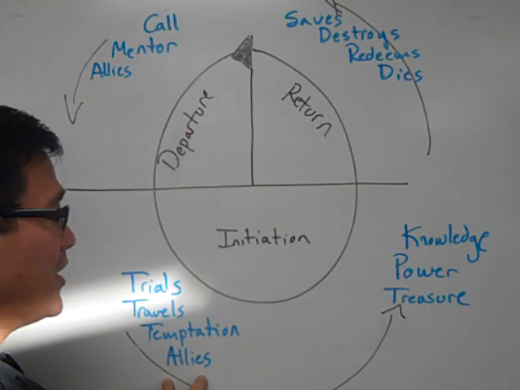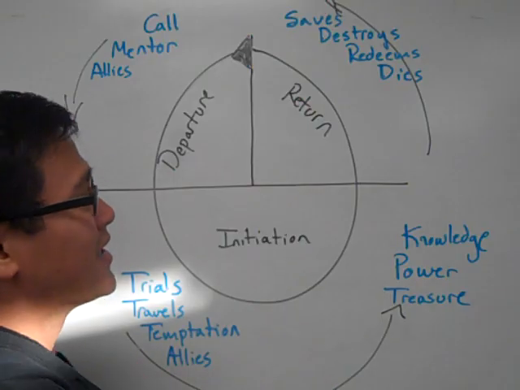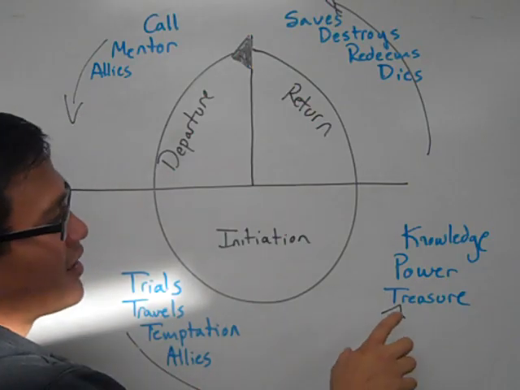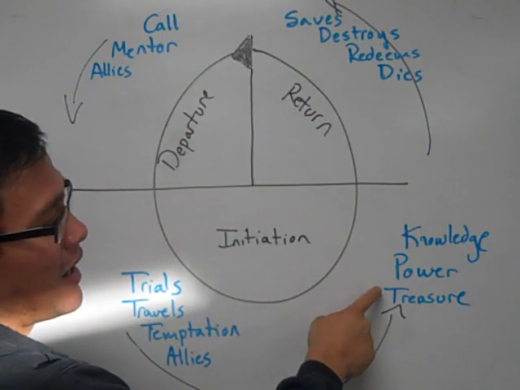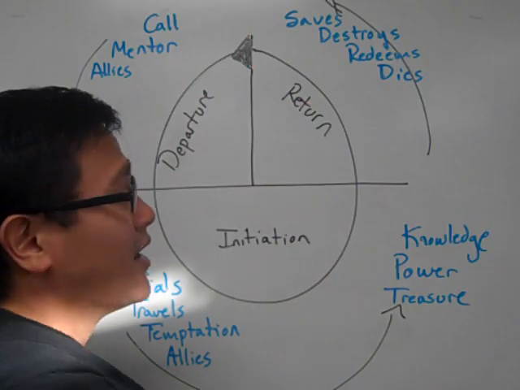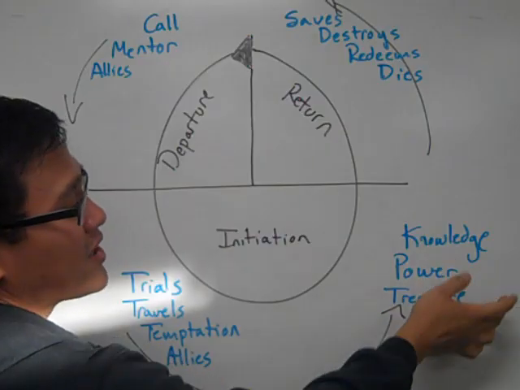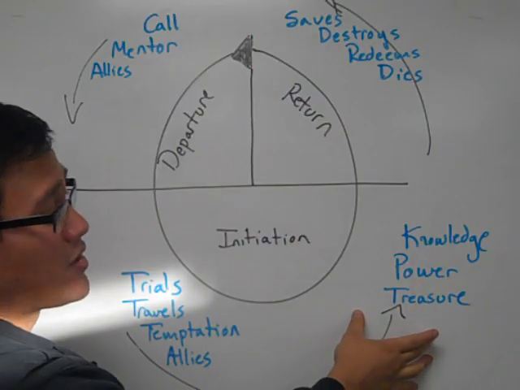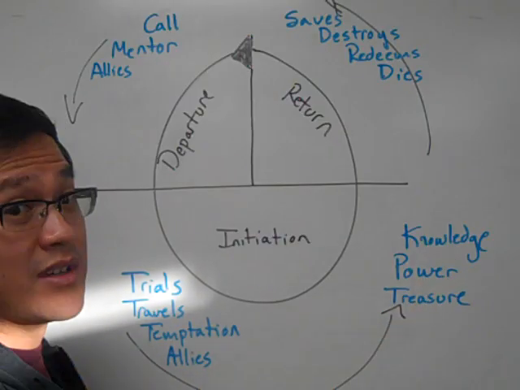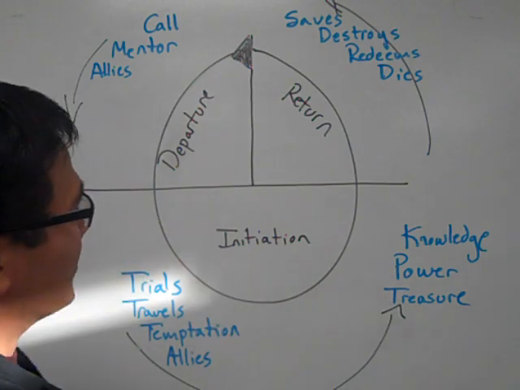They face temptation, they meet new allies and friends, they meet new enemies, and after all their travels and trials and all the conflicts, they gain knowledge, power, or treasure, or some sort of combination. Either the Force or magic, or they become more confident in themselves, or they become wiser, or they gain the golden fleece, or some special treasure, like a duck that lays eggs.